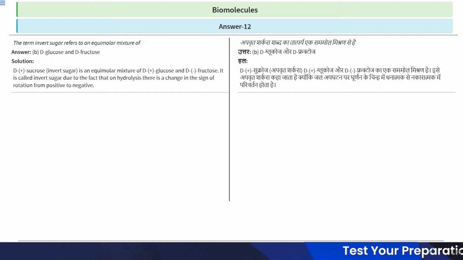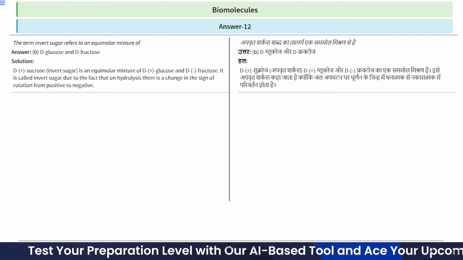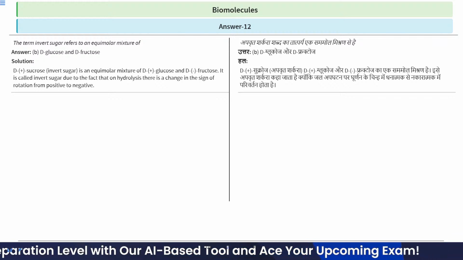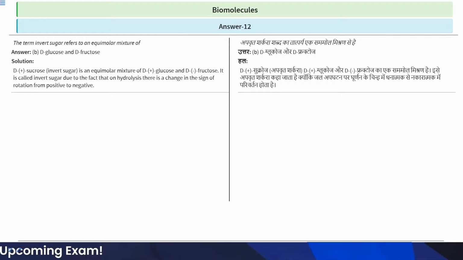And that is why the question we have asked, that the invert sugar term refers to the equimolar mixture of what? So the correct answer is option B, that means equimolar mixture of D-glucose and D-fructose. These are the two components in equimolar amounts present in the invert sugar.